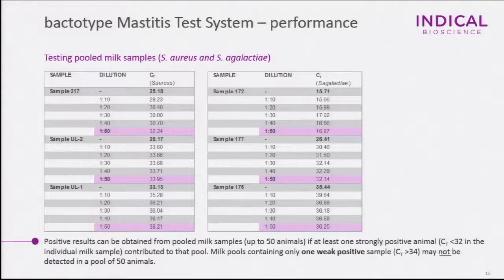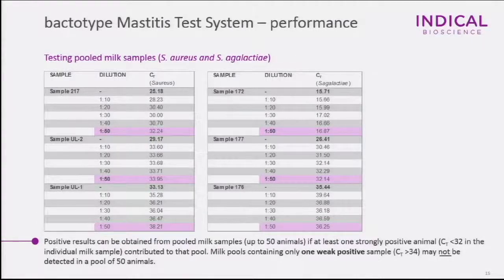What we did then, we looked at Staph aureus and S. agalactiae, and we did the same thing, picking a strong positive, a medium, and a weak positive sample, diluting them up to 1 to 50 or creating pools of 1 to 50. Same picture here. If you start with a strong positive sample, easily detected in pool of 1 to 50. If the sample is medium positive, then you see an impact already. It creates, but still detectable in a weak positive range. And in this case, even the weak positive sample was still detectable in the pool of 50, close to the cutoff of the PCR system.